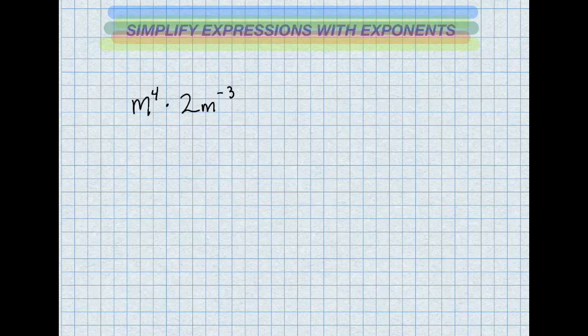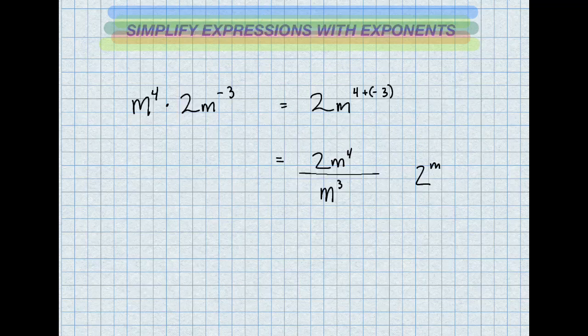Okay, so there's 2 ways we could handle this one. We could say that this is 2 times m to the 4 plus negative 3, if we add them using that property of adding exponents. Or we could say that this is 2 times m to the 4th divided by m cubed. Remember, if we get a negative exponent, we put that underneath with this division sign. This is your reciprocal, and then you cancel them out. So you get 2 times m to the 4 minus 3, which equals 2m.